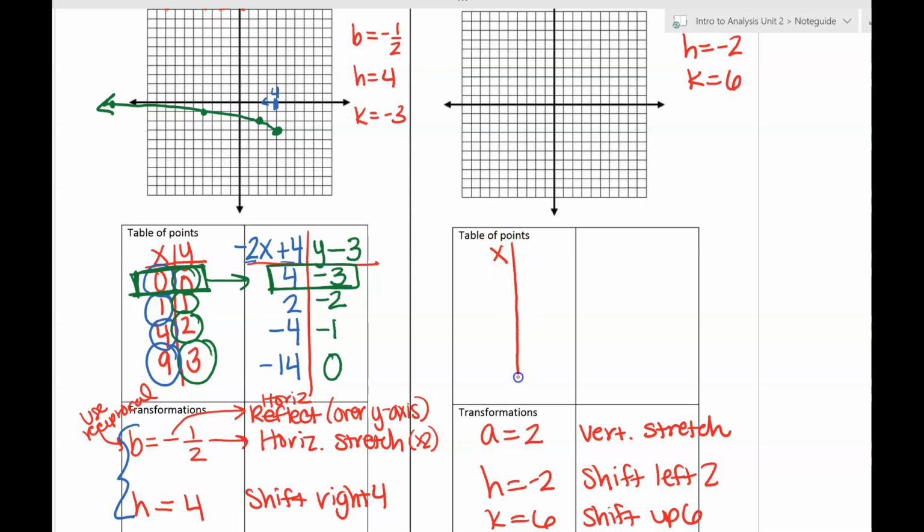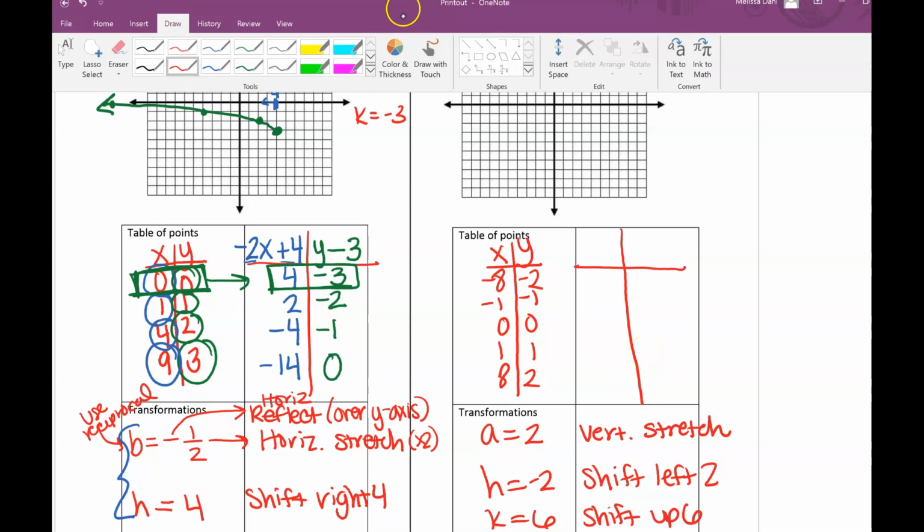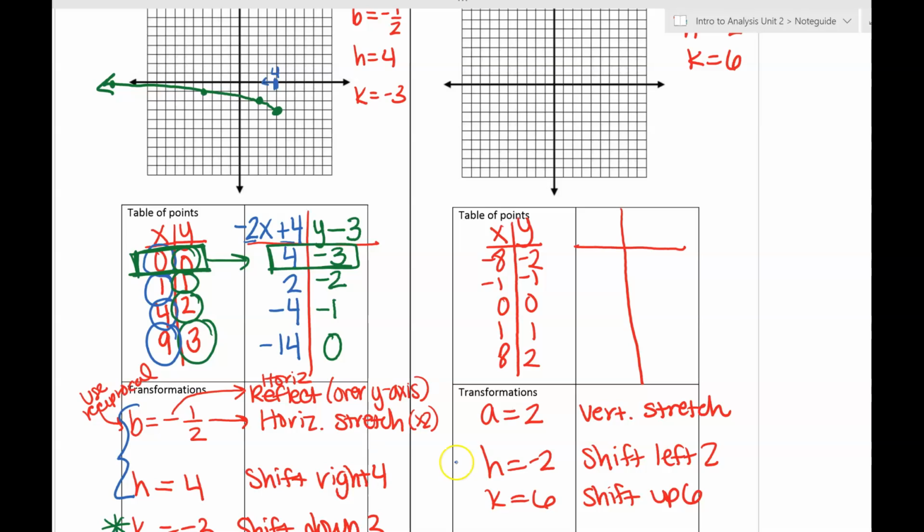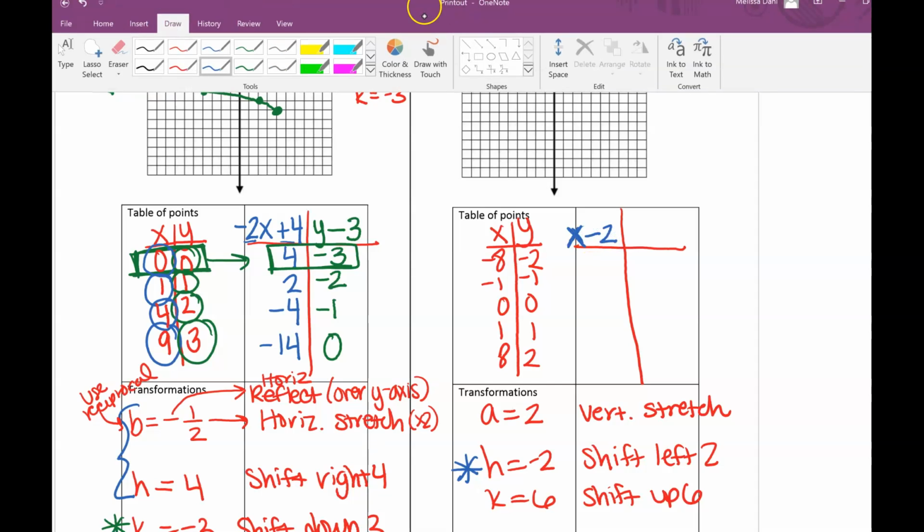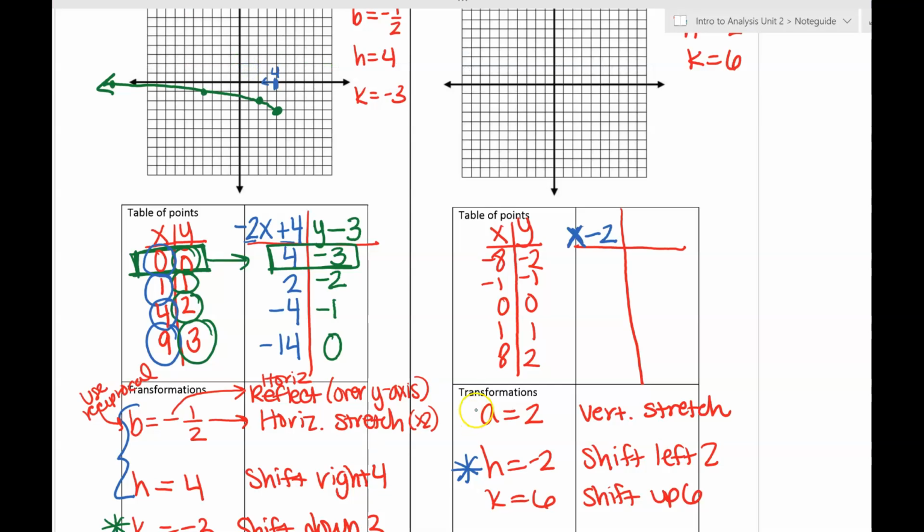So again, when you make your table of points, you need to start with your parent function, and your parent function is something that you have a way to remember quickly or you have memorized. Then you're transforming that to make your new point values. So what did we do horizontally? Horizontally here is just our h. We shifted it to the left 2. So all the x coordinates of the points, we will subtract 2 from them to move them all to the left 2. And then vertically, we have a and we have k. So vertical stretch means we're doubling the distance. So we're going to double that y value. And then to shift it up 6, we would add 6 to those points.